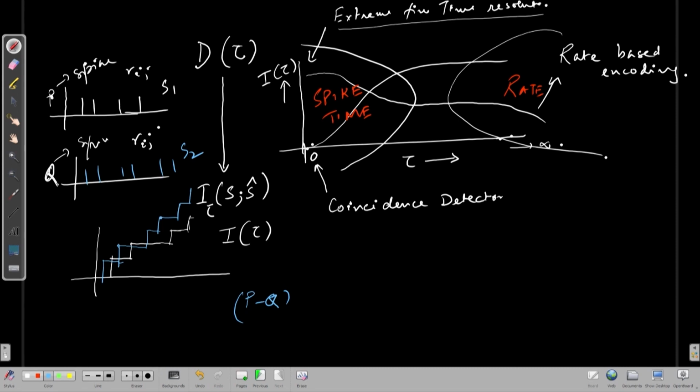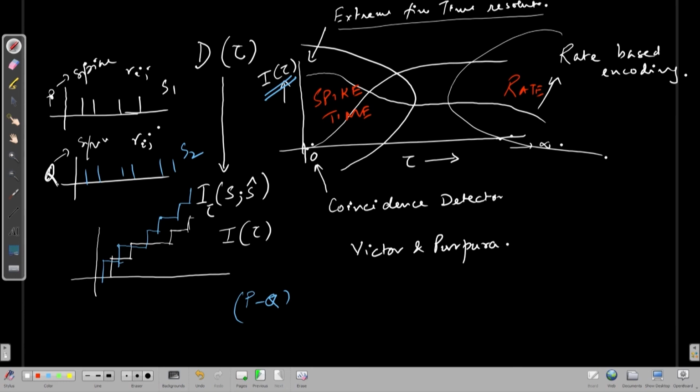So there can be extensions of this idea, and essentially it is the profile of this I tau that will tell us a lot about how the discrimination changes based on the postsynaptic neuron's properties and so on. There are other measures of discrimination like the Victor and Purpura method, which is very much similar. We will not go into that here.